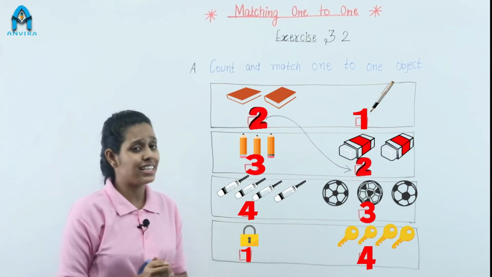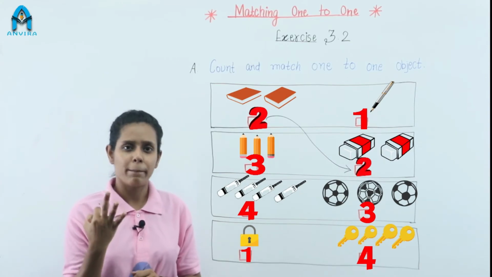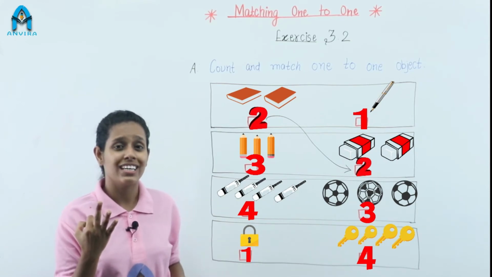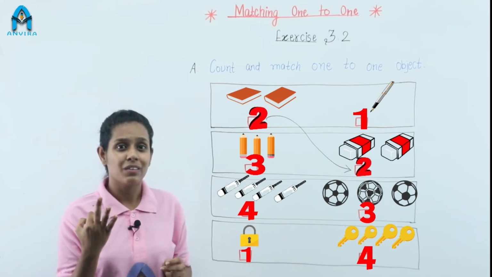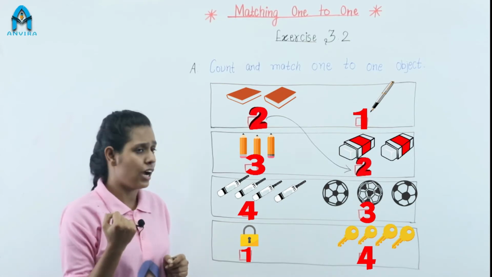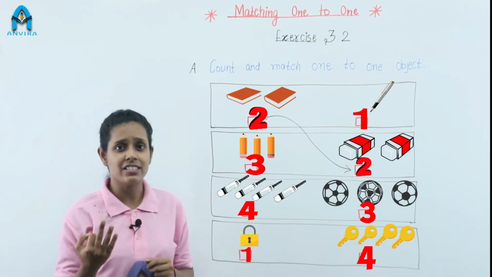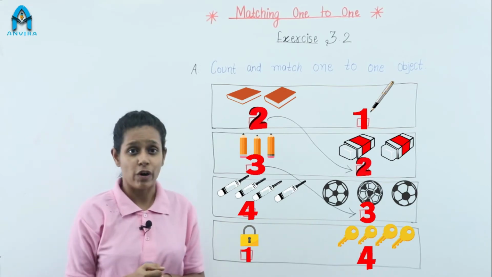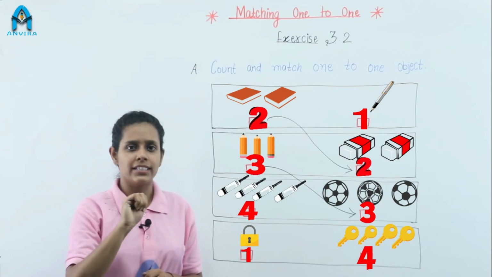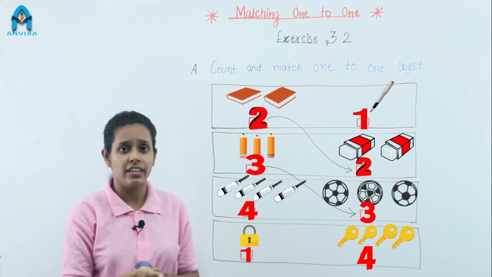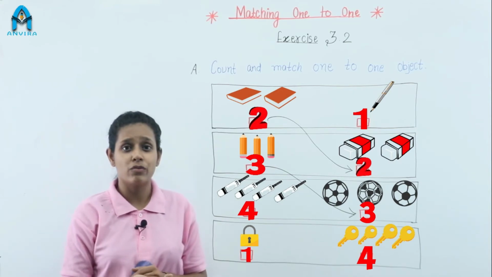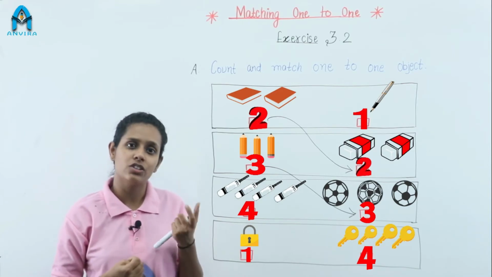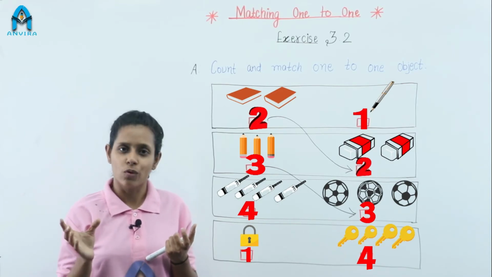Now, look at the next. Next are 3 pencils. Now, look at the other side. Which object is in number 3? 3 footballs. Now, match 3 pencils with 3 footballs. Now, look at the next. We found 4 bats. Now, look at the other side. Which object is in number 4? 4 keys. Now, we have to match 4 bats with 4 keys.